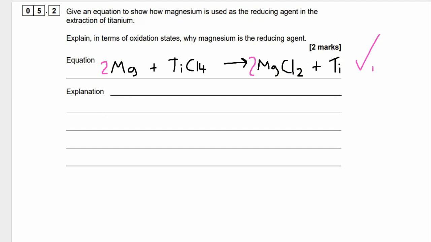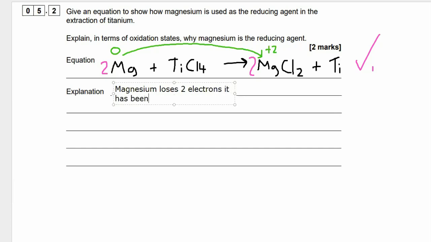Let me pick a different color pen. Okay, let's check out what's happening to magnesium, guys. Let's have a little look at its oxidation state. In its elemental form, what's its oxidation state? It's 0. Once it's in its ionic form, magnesium has a +2 oxidation state. So what can we say about magnesium? Magnesium loses 2 electrons. And what does that mean? It has been oxidized. You should know OIL RIG, magnesium's been oxidized.